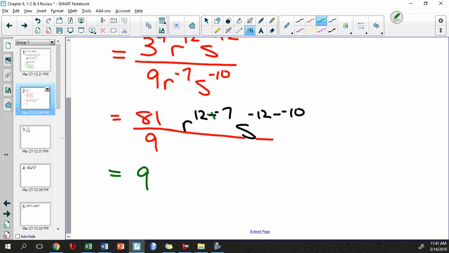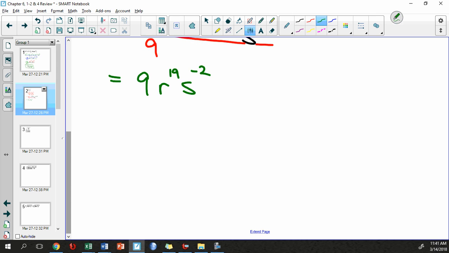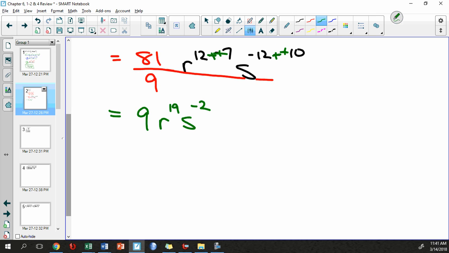Okay, so what is 81 divided by 9? 9 minus a negative gives you a positive. R to the 19th. S to the double negative is a positive negative 2. Careful of your signs. Put this over 1. And the s to the second goes to the bottom.